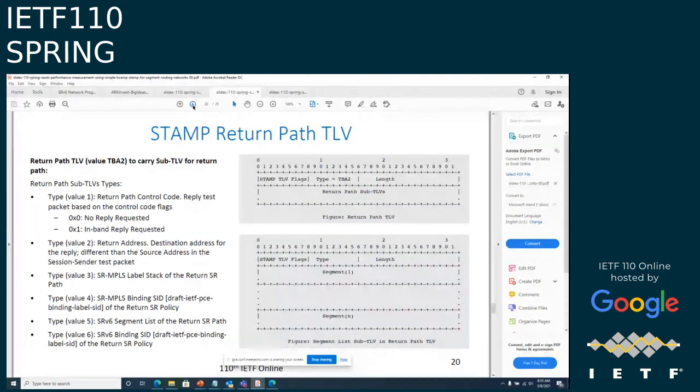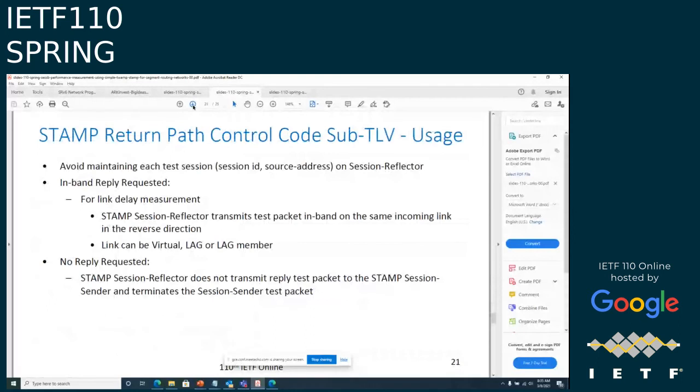There is a return path TLV defined for the in-band measurement for two-way modes. It has a control code and defines if we need to send a reply in band or no reply, also the return address or the SR-MPLS label stack or SRv6 segment list or binding SID information. Next slide, please.